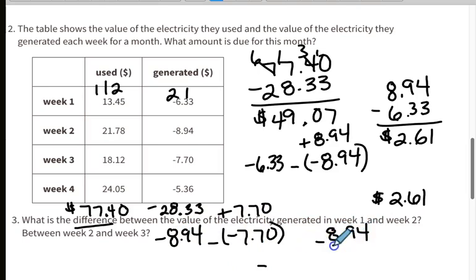$8.94 minus $7.70. 4, 2, 1. So a negative $1.24. That would be the difference between week 2 and week 3. So notice when you go to do these, you have to pay attention to which is positive, which one's negative. If your bigger number to start off is a positive, your answer will be positive. If your bigger number to start off is a negative, your answer will be negative.